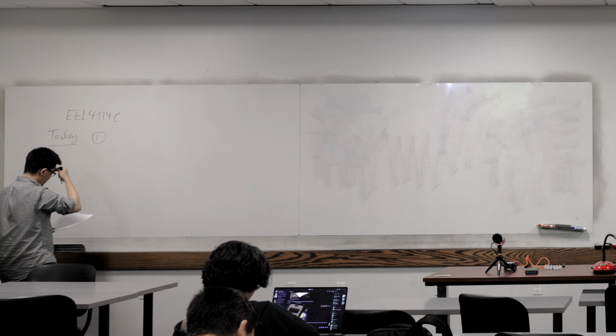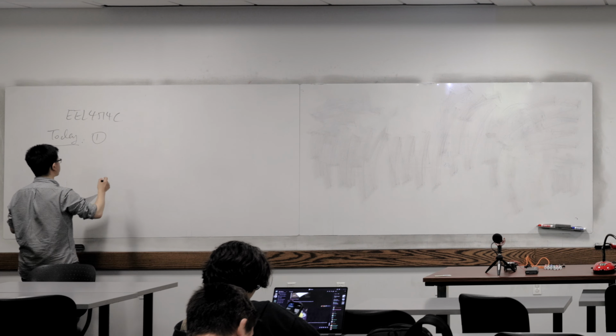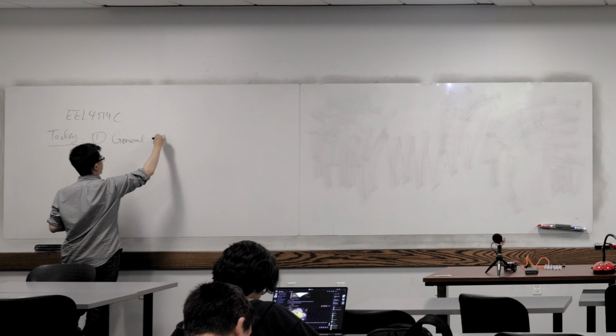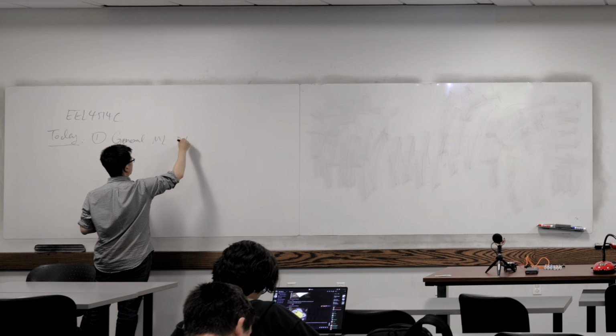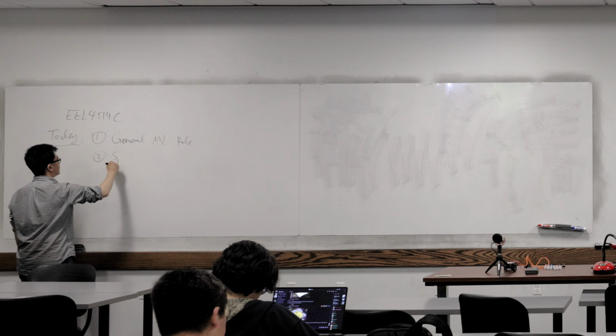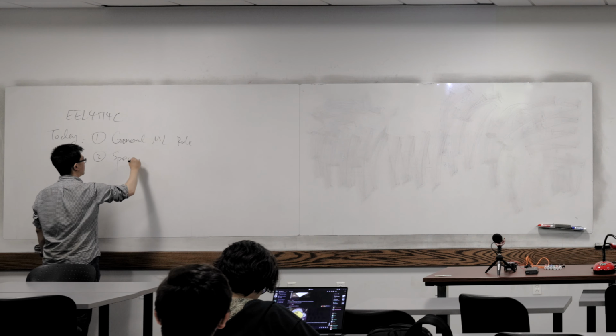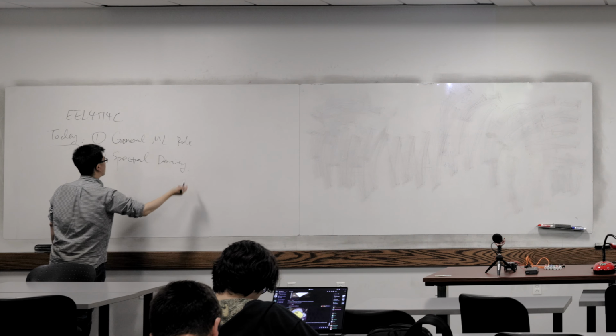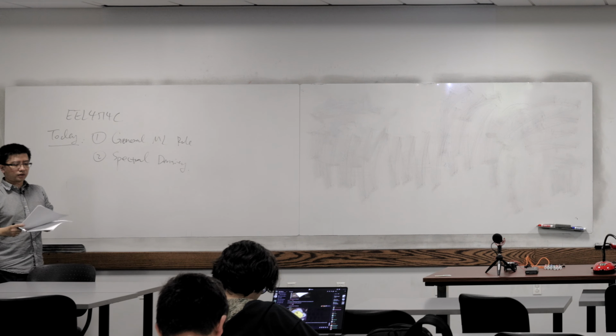Okay, today we're going to continue to see the general maximum likelihood rule for multiple base functions. And then we're going to see spectral density. Okay, and probably we're going to end here.